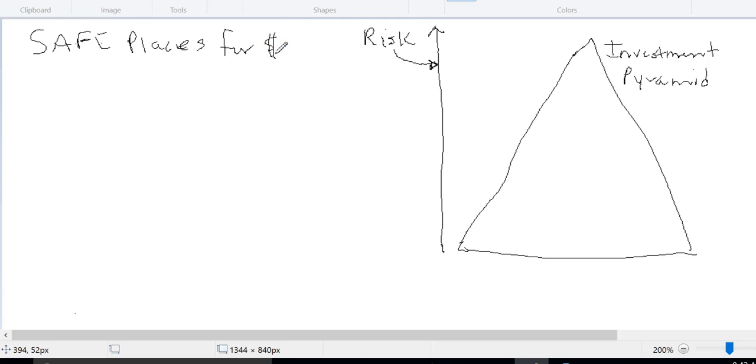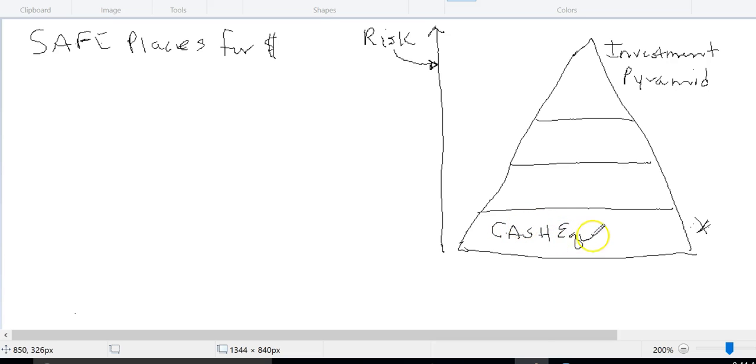Over here, I want to direct you to the investment pyramid. This is important to us because it's going to also guide our learning for the next month or so. The investment pyramid has 4 different areas. We are going to be talking about this area down here today, and this is called cash equivalents. Now, we don't know all the cash equivalents yet, but we will learn by the end of this video.